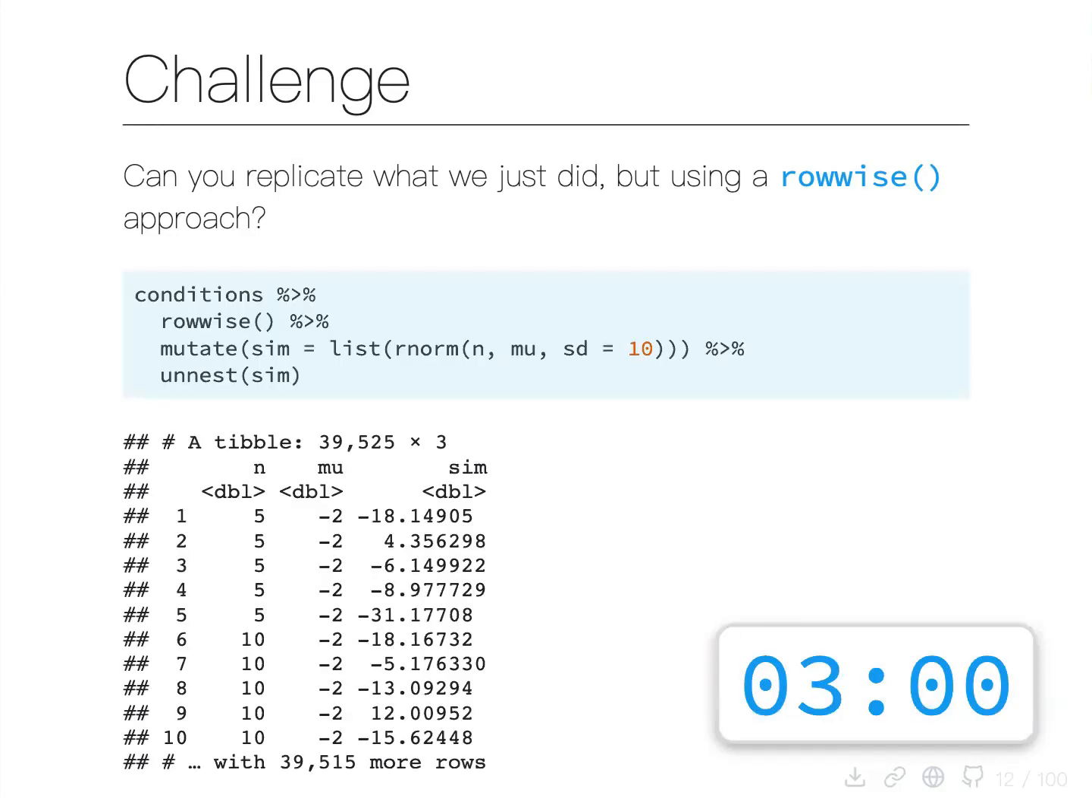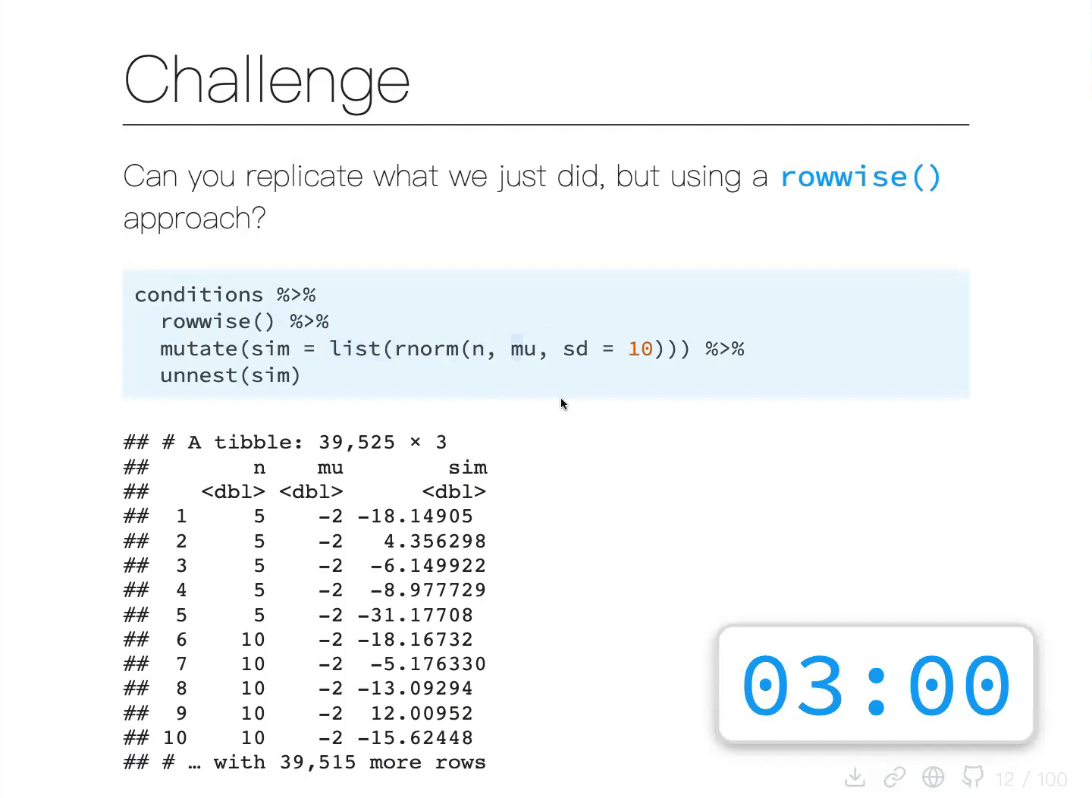Okay, so this is how I would have done it. Thank you, Ksenia. All right, so we have conditions, and we're going to pass that to rowwise, and then I'm going to mutate and say sim is equal to list. Okay, that's going to be very important because the output from each iteration is going to be of a different length, right? And then I just say rnorm. Notice I don't have to have the tilde or anything. I'm just saying n and mu.